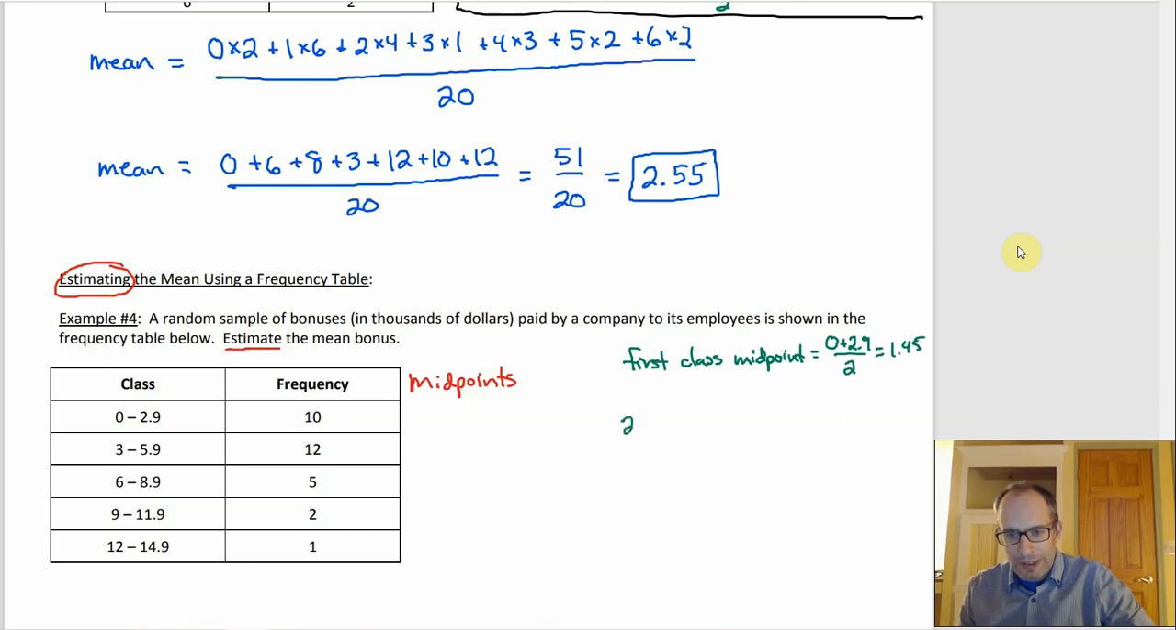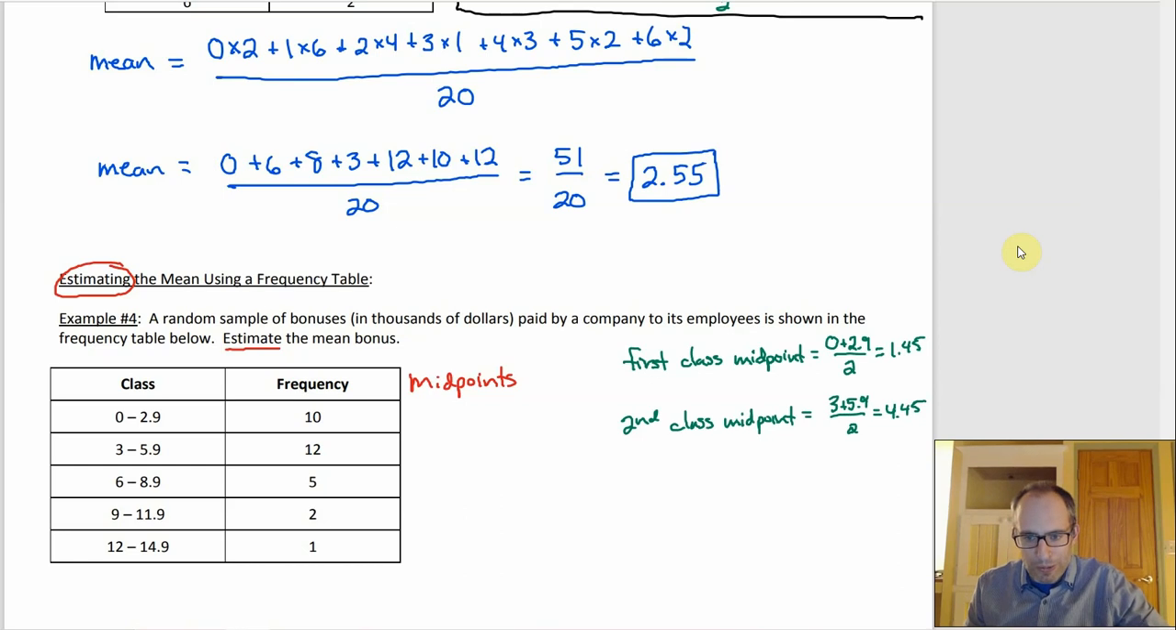Right? And then the second class midpoint would be 3 plus 5.9 over 2, which would be 8.9 over 2, which is going to be 4.45, and so forth. So for the midpoints, you have 1.45, then 4.45, and it's going to go by threes, right? It would be 7.45, 10.45, and then 13.45, right? And it's going to go by threes here because it's going by threes here, right? That's got to match up.